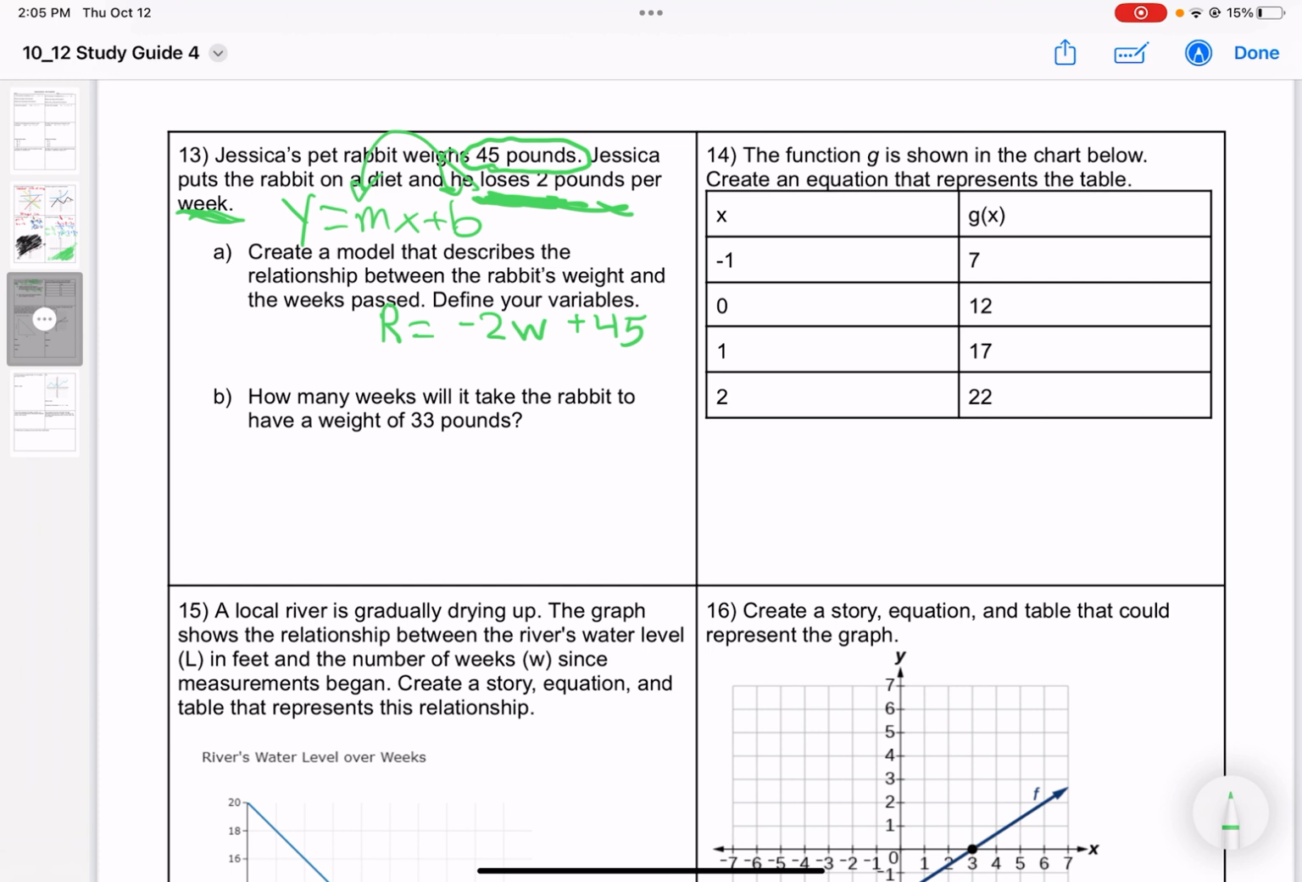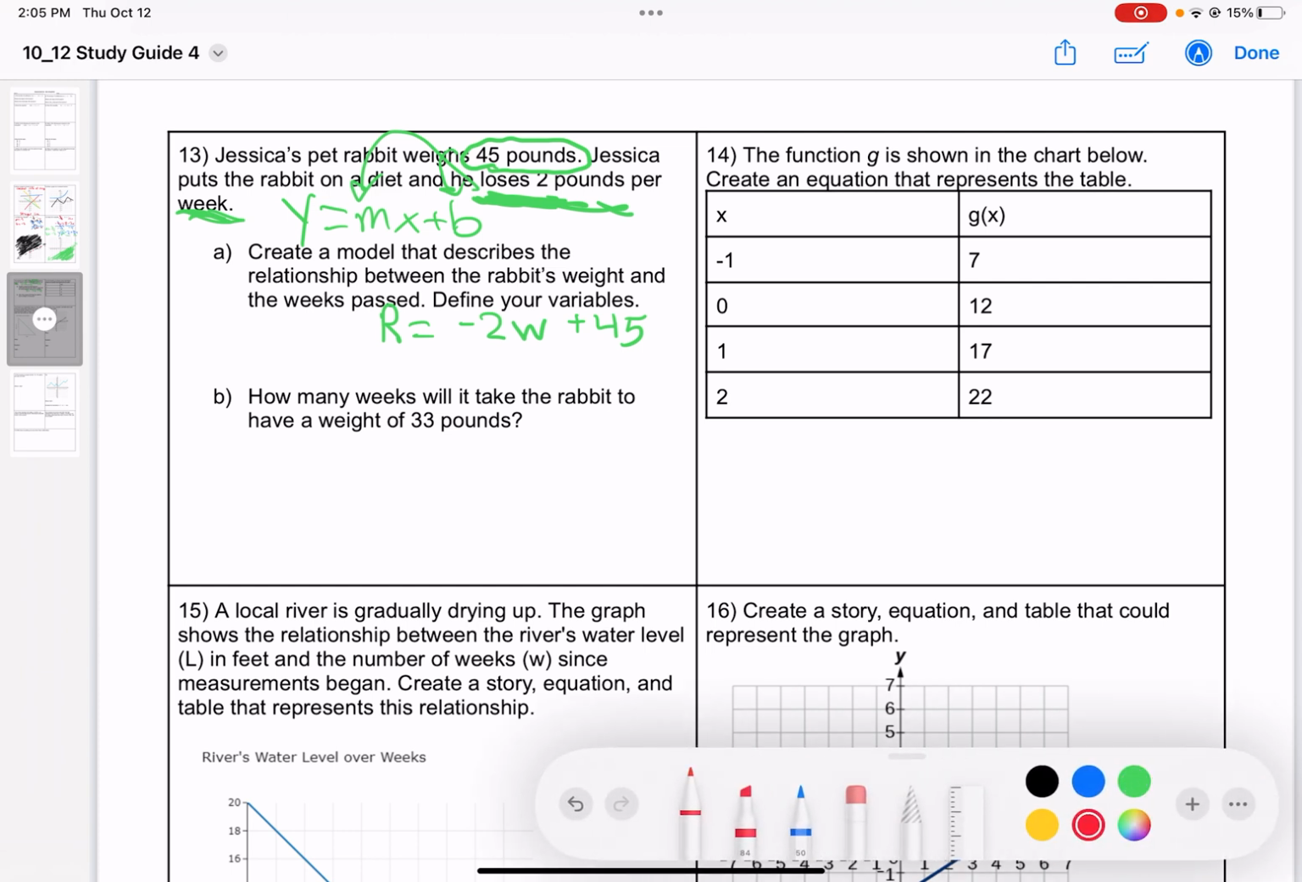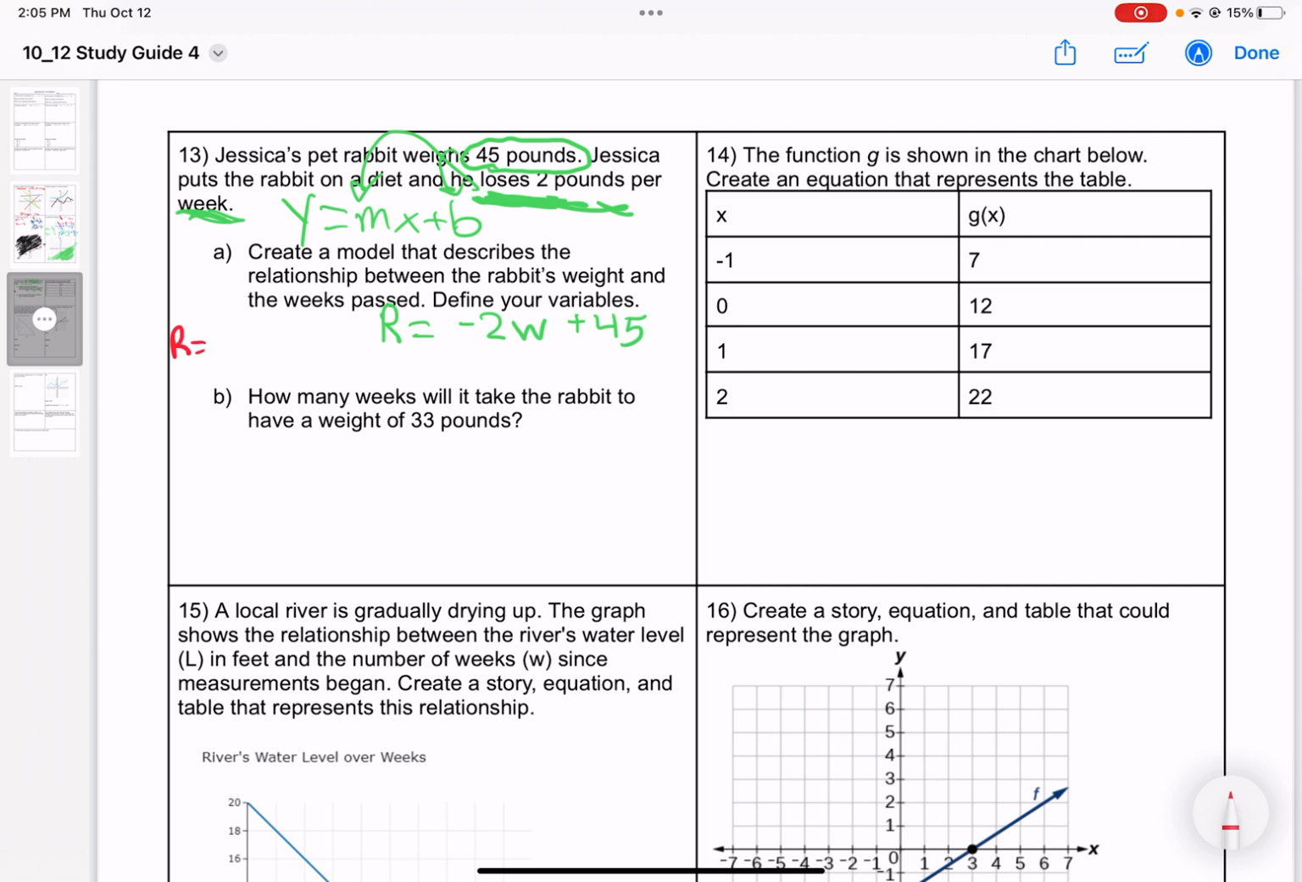And now it says define your variable. So I just told you what mine mean, but I'm going to write it out now. R is equal to the weight of the rabbit, right? And W equals weeks on diet. Okay, so he's losing 2 pounds every week.